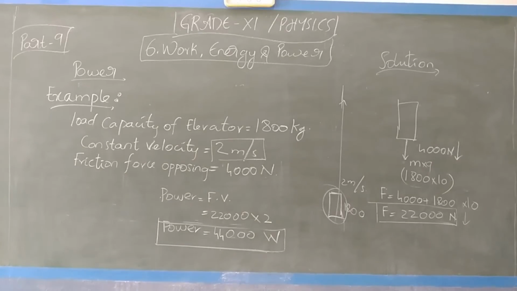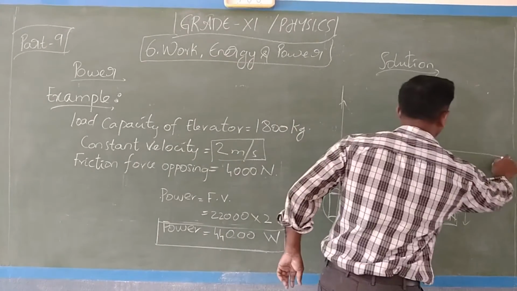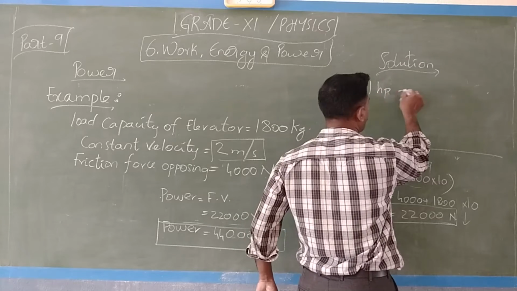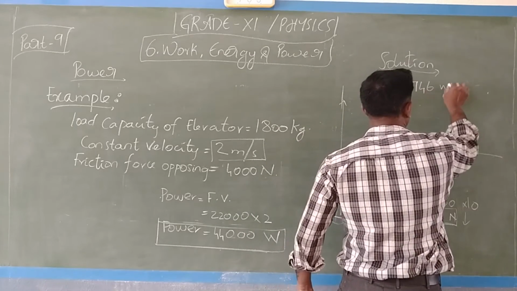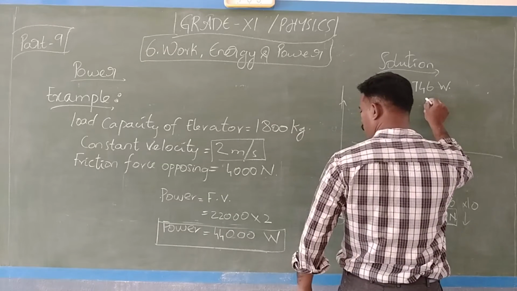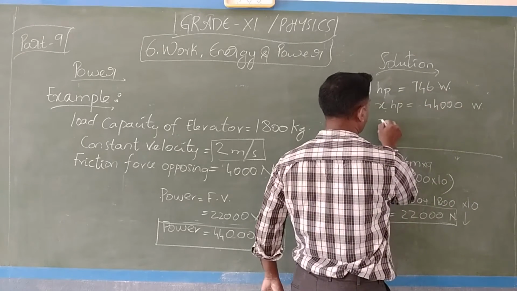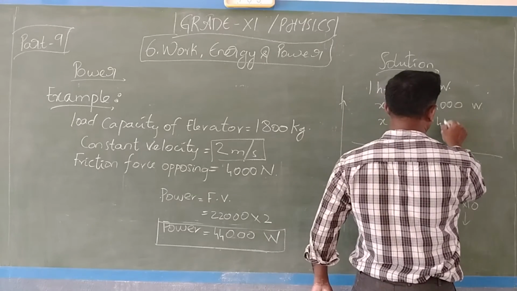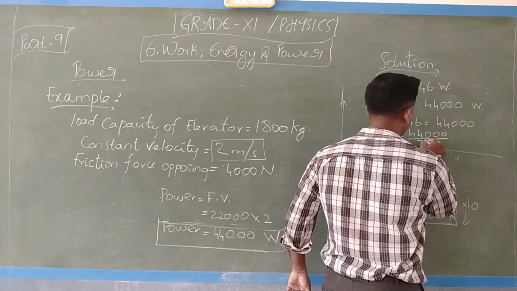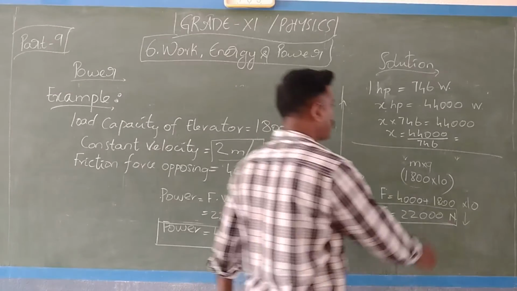Okay now, 1 horsepower is equal to 746 watts. Now what we are asked: X HP is equal to 44,000 watts. So I will cross multiply: X into 746 is equal to 44,000. So X equals 44,000 by 746, and the answer I get is 59 horsepower.